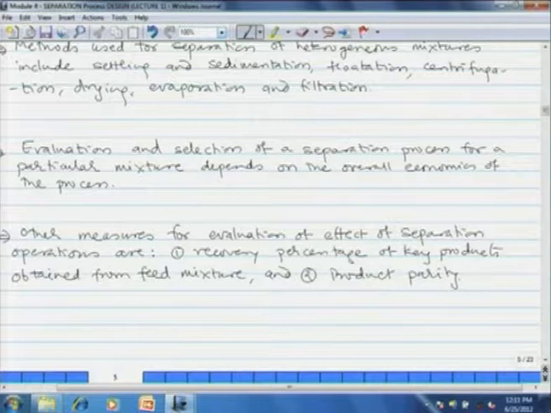However, economics comes into the picture. There could be several alternatives for separation of the same reaction mixture. However, we have to assess based on the throughput of the volume that is to be processed, and the concentration that is there in the reactant or effluent of the different components. Based on several factors, we have to select the best possible process that will give the most effective as well as economic operation in terms of both fixed and operating cost.